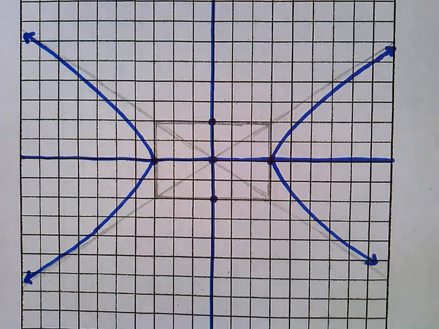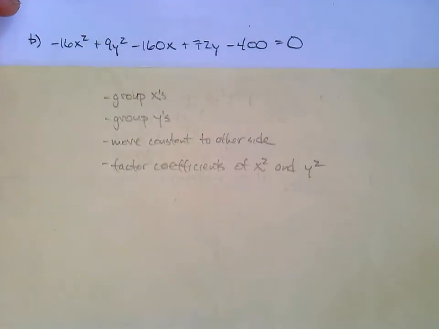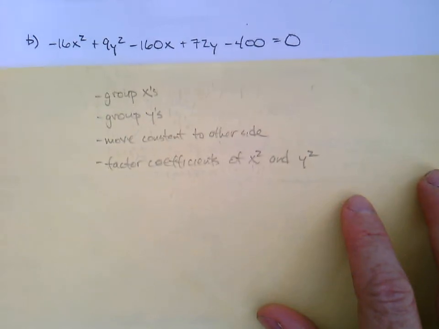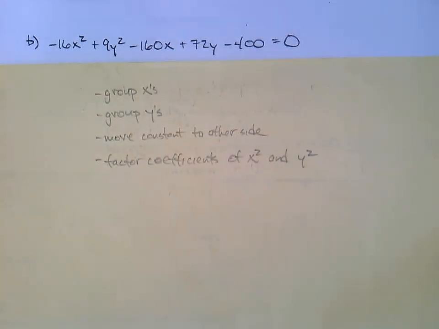I think we have time for our more difficult example in this video. Let's go for it. Check this out. Negative 16x squared plus 9y squared minus 160x plus 72y minus 400 equals 0. Now that is an equation, and that's pretty intimidating, honestly.